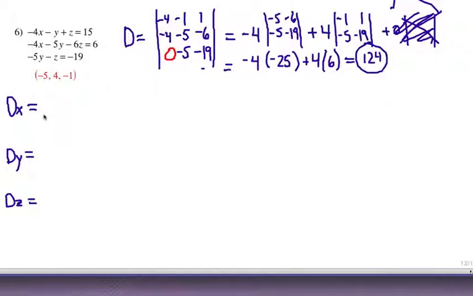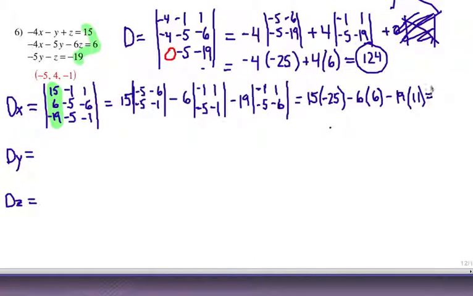Alright, let's do the determinant of the x's. Alright, I'm going to speed this up a little bit. Again, I hope that you understand finding these 2 by 2 determinants and how to figure out which determinants go with which number. So here we have 15 times that determinant minus 6 times that determinant minus 19 times that determinant, which gives us these results, and that final total there is, believe it or not, negative 620. Now it seems like a pretty huge number, but it's going to work out. So let's go on to the dy.